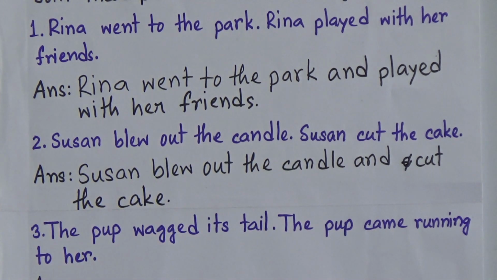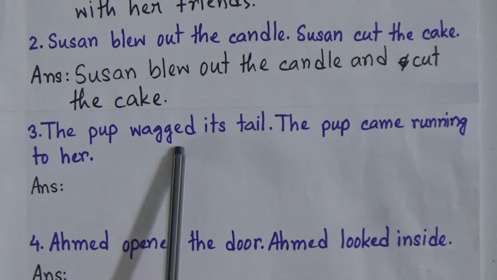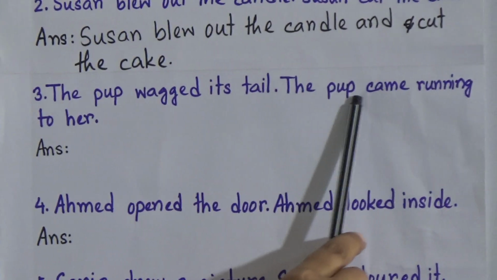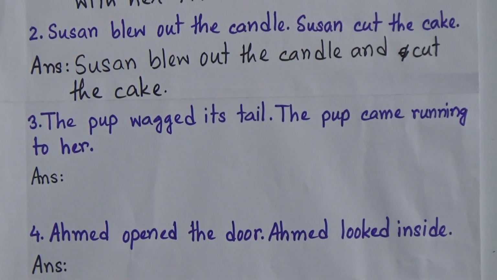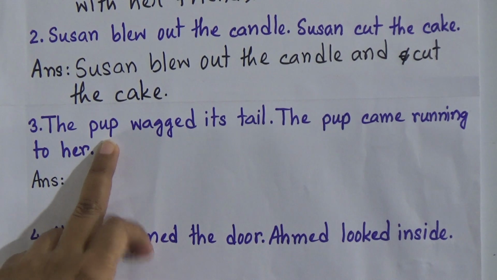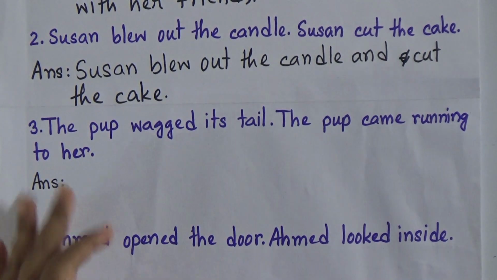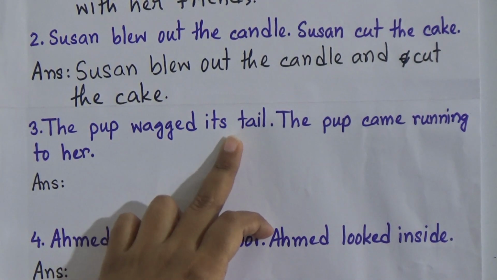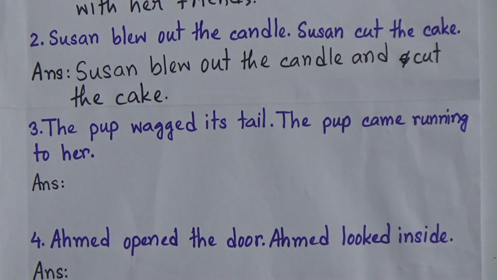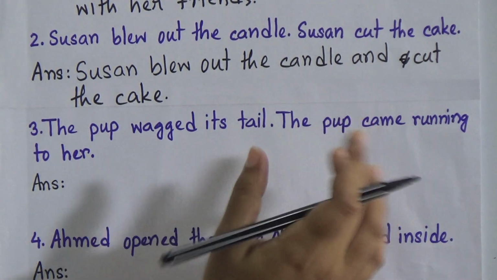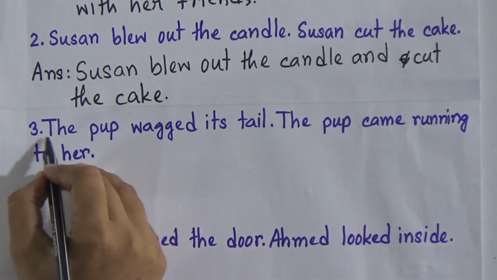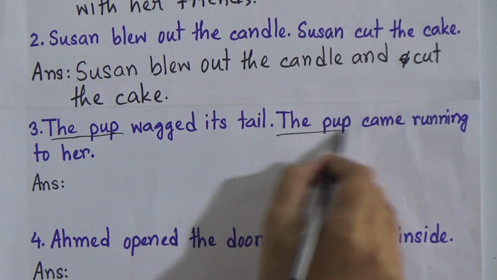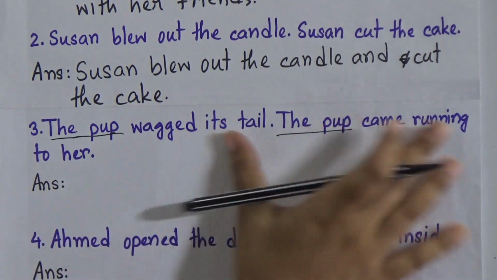Now number 3, the pup wagged its tail, the pup came running to her. Pup means the baby dog and wag means moving the tail. The pup wagged its tail, the pup came running to her. So both the sentences are related to each other with the same idea, that means the pup. So now we will join these two sentences.